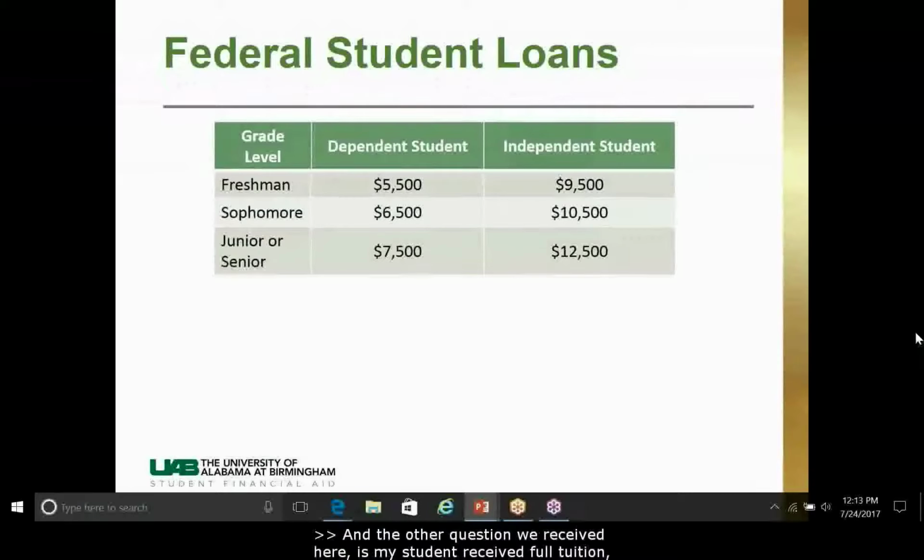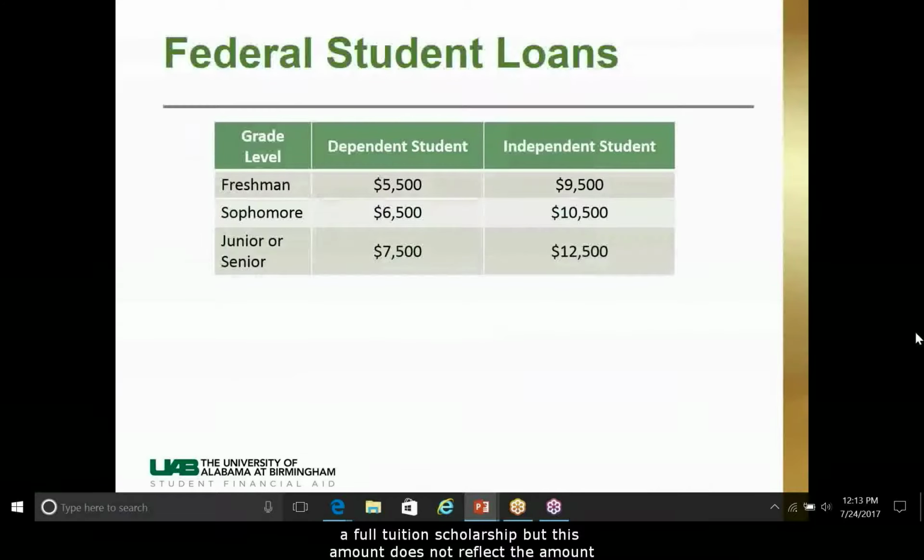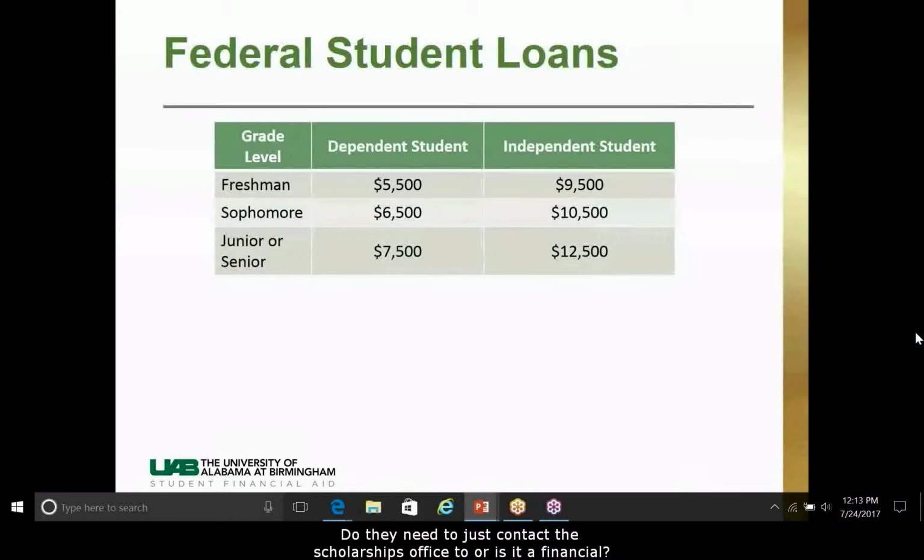And then the other question we received here is, my student received a full tuition scholarship, but this amount does not reflect the amount of tuition for this particular term. Do they need to just contact the scholarships office, or is that a financial question? It was, I'm sorry, for tuition.